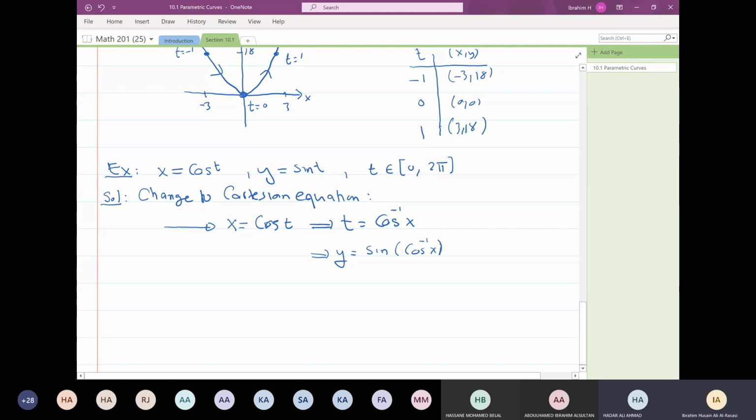This is the equation. Now, what is the graph of this equation? It is an equation in x and y. What is the graph of this equation? How to graph it?